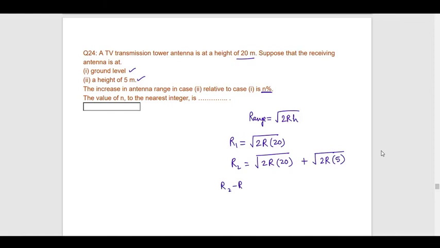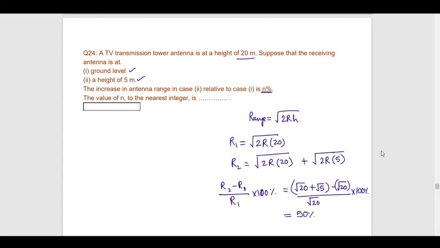That will be represented by R2 minus R1 divided by R1 times 100%, right? So when you put these values, you will observe that root 2 into capital R will eliminate from both numerator and denominator. So we are going to be left with root 20 plus root 5, that is R2, minus R1. R1 was root 20 divided by R1, that is root 20 times 100%. So when you solve it, you are going to end up with 50%.